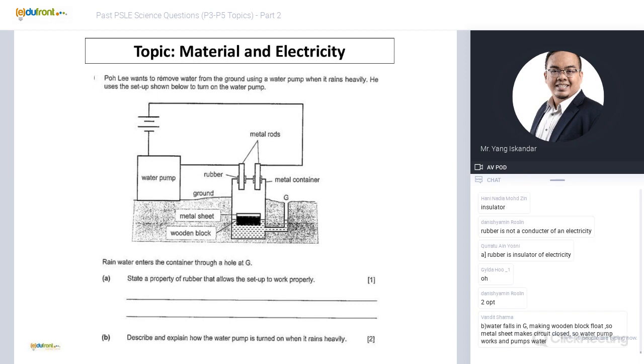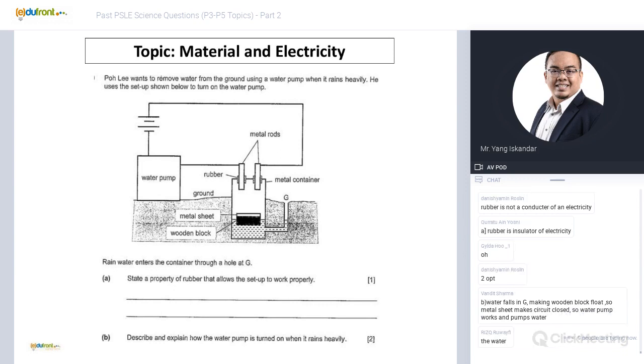Bandit says water falls in G, making the wooden block float. So the metal sheet makes the circuit close, so the water pump works and pumps the water. Okay, let's have a few more answers before I show you the answer.